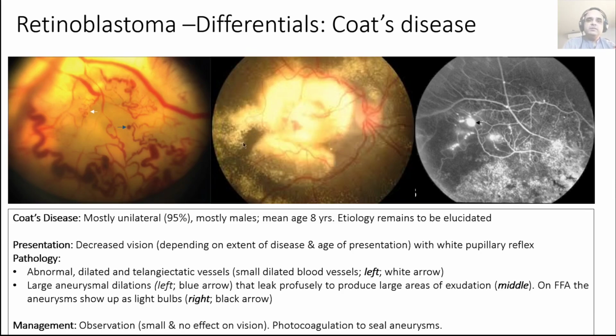And when you do an FFA, these aneurysms appear as light bulbs, like this, large light bulbs. Remember, in diabetic retinopathy, you had microaneurysms, which are small, producing small light bulbs. These are macroaneurysms producing larger light bulbs.